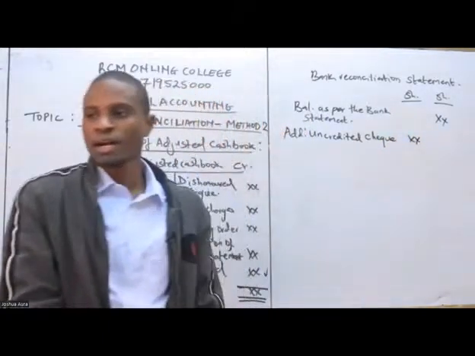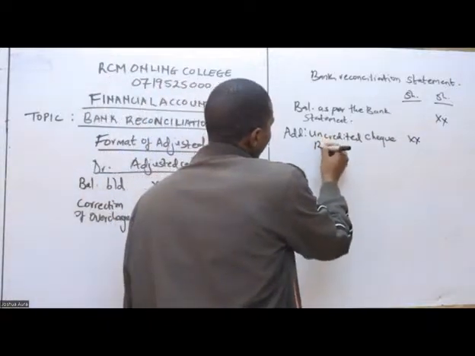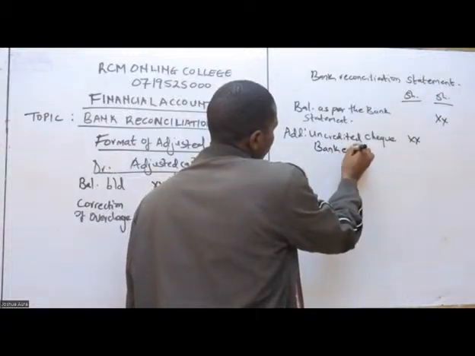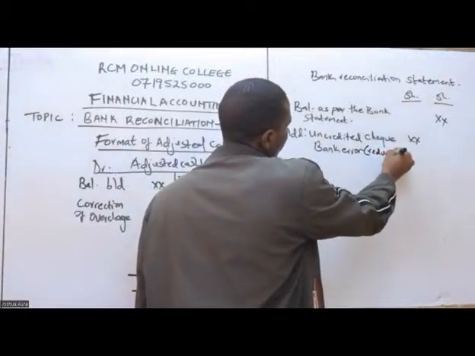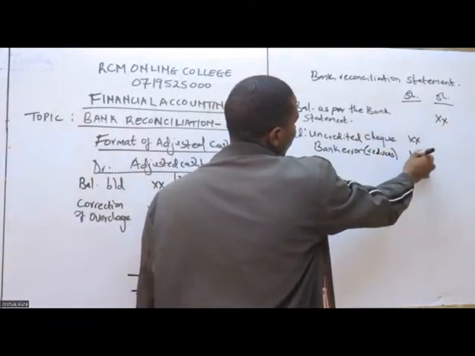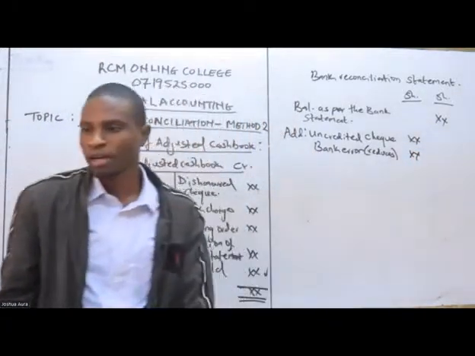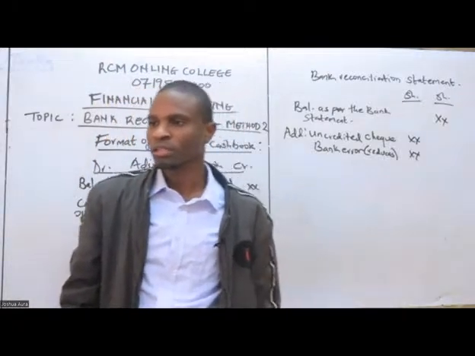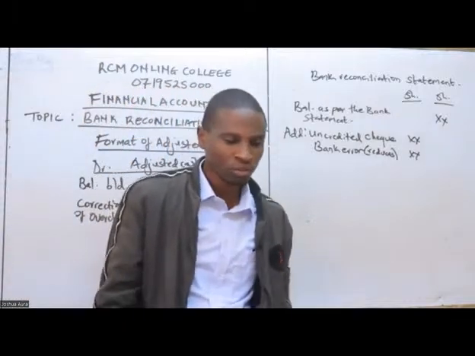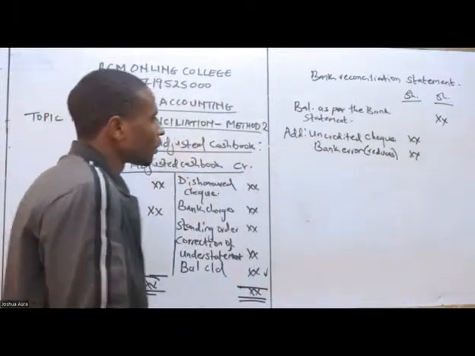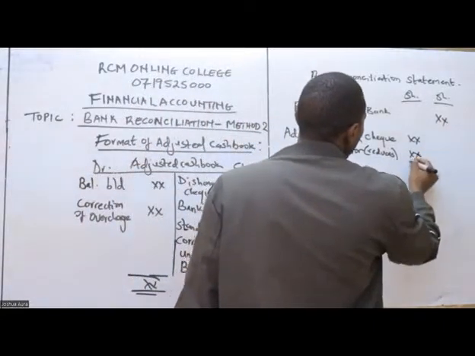Uncredited check we add, and then here we have bank error. Those are errors that reduce the bank balance. You put them there. Some of the errors you can say maybe underpayment or undercharge of payments, or overcharge of deposit. You put them at that point.